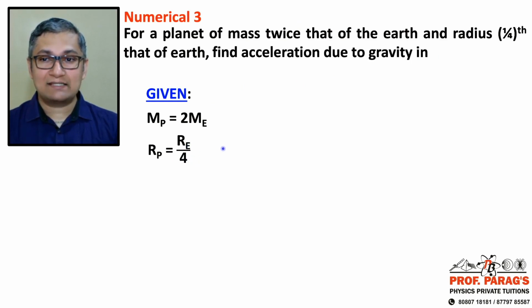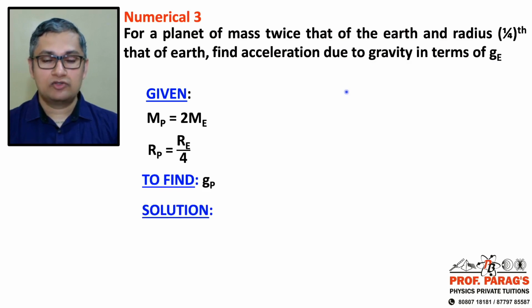So find acceleration due to gravity in terms of GE. GE is the value of acceleration due to gravity on Earth, and we need to find out that same value on the planet. So we need to find out GP. So how do we solve this?